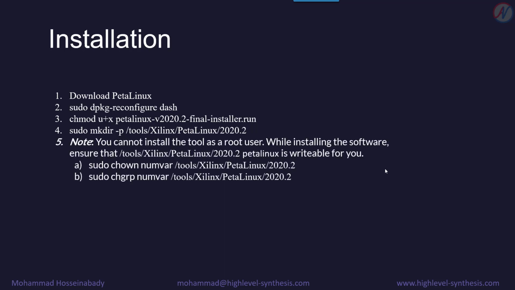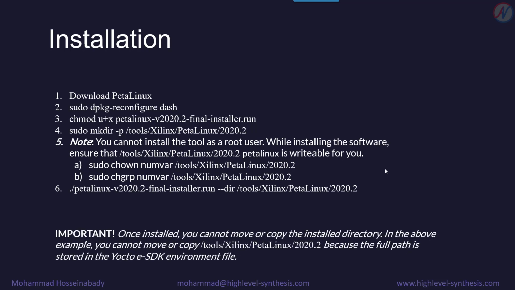5. Note: you cannot install the tool as the root user. While installing the software, ensure that the /tools/xilinx/petalinux/2020.2 Petalinux folder is writable for you. For this purpose, run these two commands. And finally, run the software: ./petalinux-v2020.2-final-installer.run with the directory /tools/xilinx/petalinux/2020.2. Please note that you cannot move or copy the installed directory.